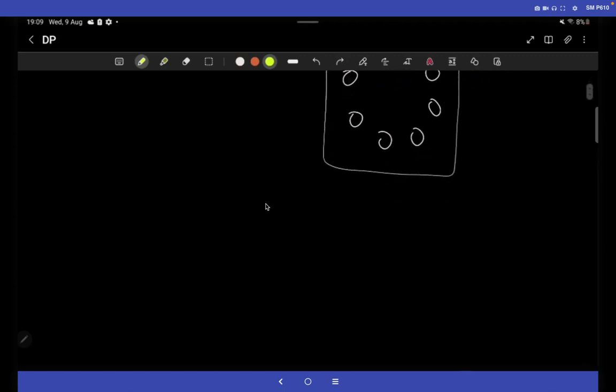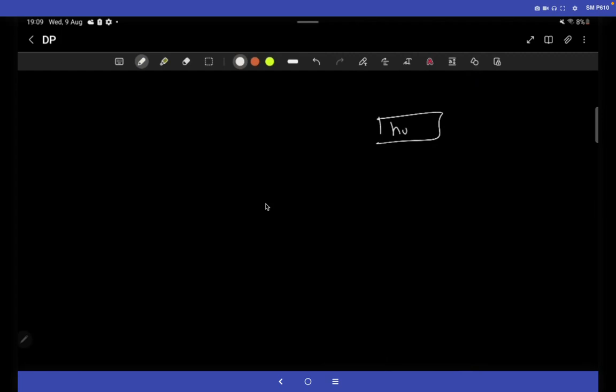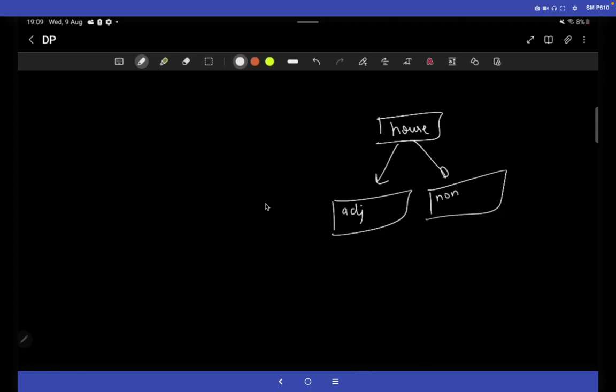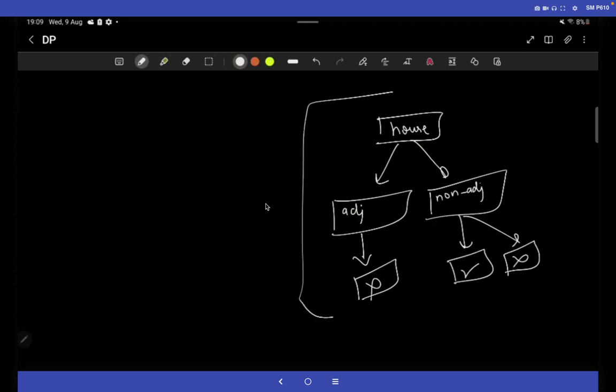So how are we going to approach this? Let's start by making a choice diagram. We have a house, and we have two options here: either the house is adjacent or the house is non-adjacent. If the house is adjacent to the previous one, that means we cannot loot it, right? And if the house is non-adjacent, we have two options: either we loot it or we don't loot it. So this is the problem we have. Now, how are we going to use DP here? That is a big question.